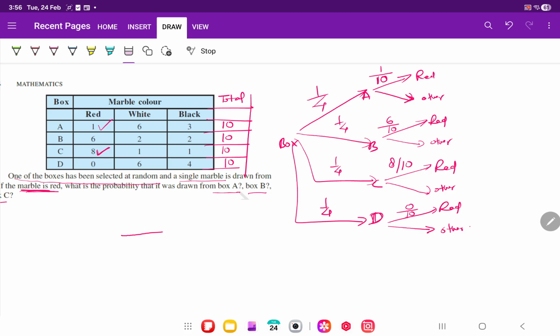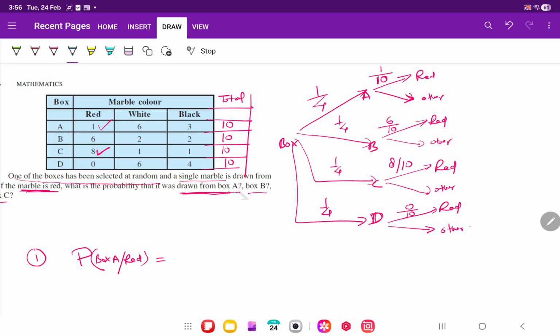So we have to find the first case. Let me write down the first case we have to find. Find the probability that the ball is red. What is the probability that it was drawn from box A? So here, probability from box A, given it is red. Okay, it is giving red.